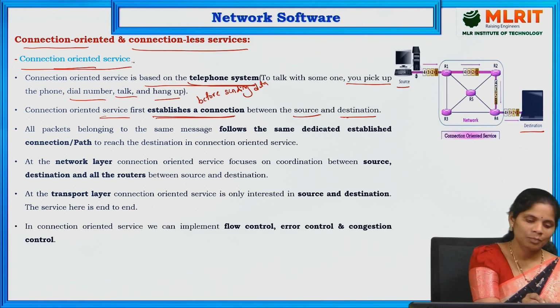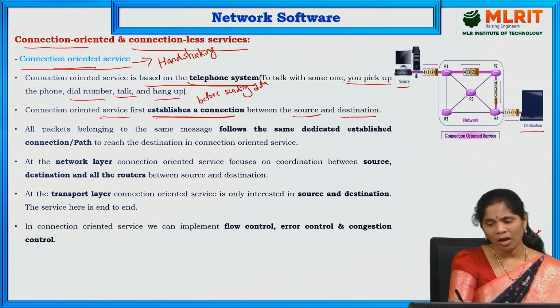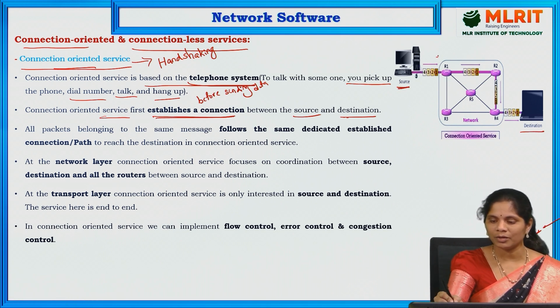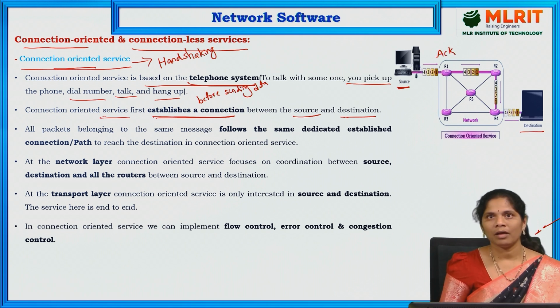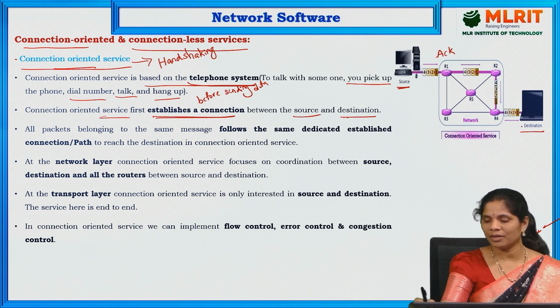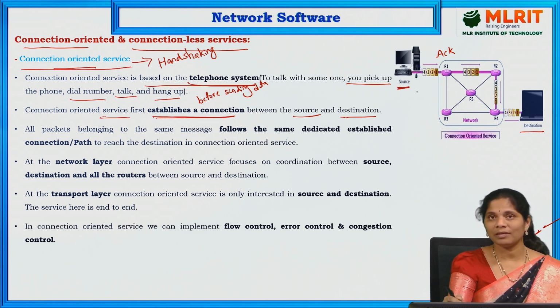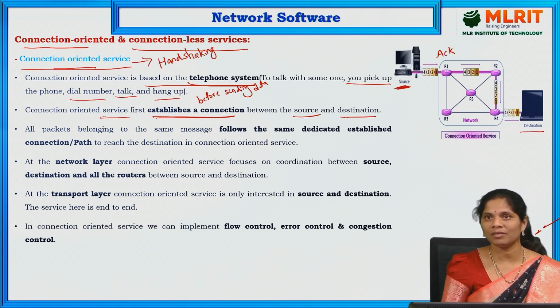Here it is mainly talking about a handshaking method. Handshaking is nothing but, after establishing the connection, the destination gives an acknowledgement to the sender, meaning I have a connection with you. Then it will send the data. That is nothing but handshaking, where the source always checks after sending the data whether the data is received by the destination receiver or not. That is connection oriented service.